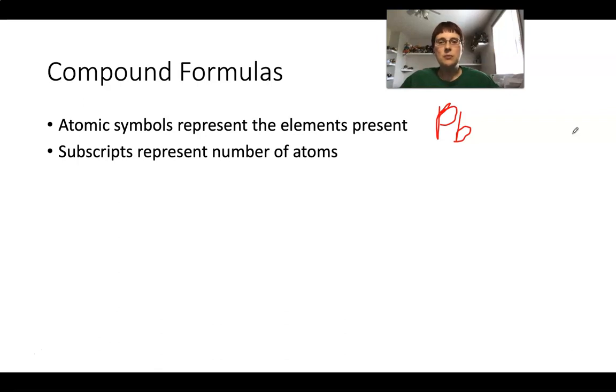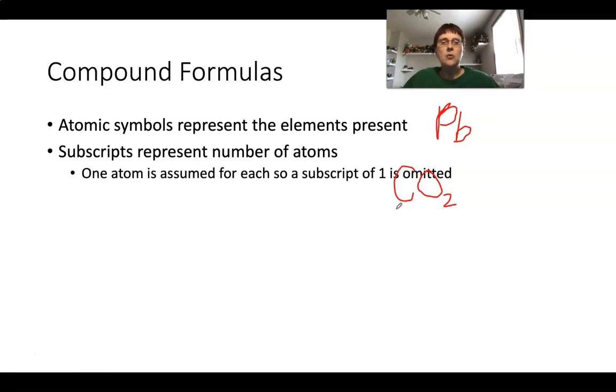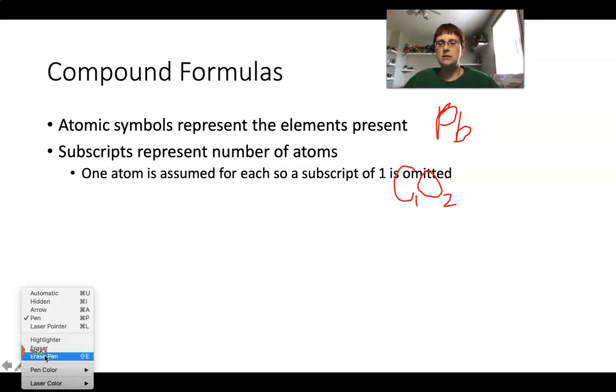The subscripts are going to represent the number of atoms for each element. So the subscripts are the little numbers that show up. So for example, we saw CO2 as one of the materials that we were looking at as far as atoms go. So we've got carbon and oxygen. The subscript is this little guy. So that tells us that there are 2 atoms. 1 is assumed, so that's why there's not a C1O2.